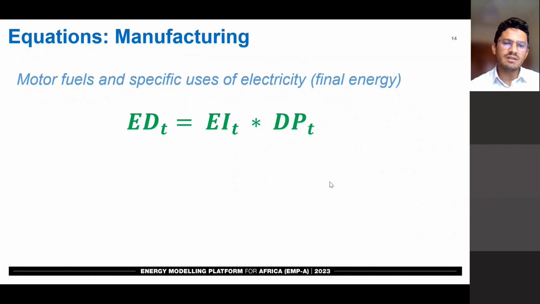Okay, similarly to ACM, in manufacturing, when there is no competition, we have this simple formula to calculate directly the final energy. We said that final energy demand is equal to useful energy demand.